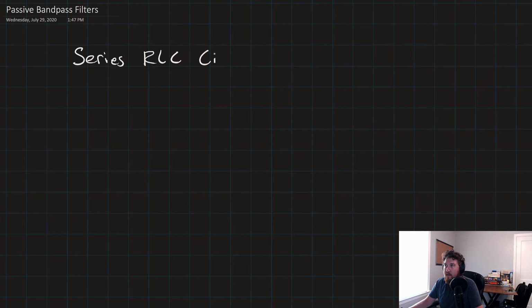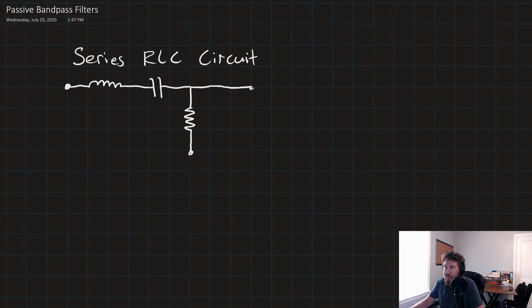Series RLC circuit. Similar to all the other ones we've looked at, the way this one works is we have the input terminal connected to an inductor, connected in series to a capacitor, connected in series to our resistor, and we're going to take our output voltage off of the resistor. So we've got plus minus V in, plus minus V out, an L, a C, and an R.